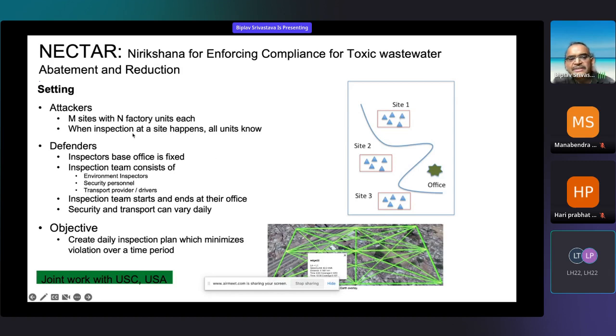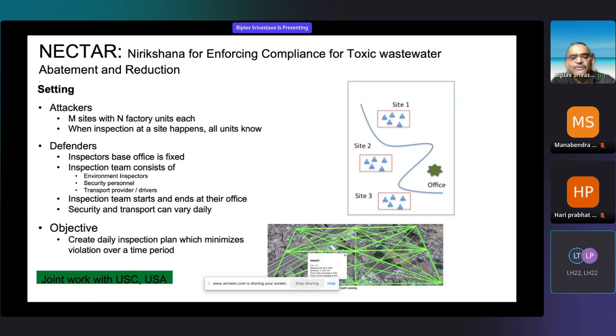So the attackers here are the inspectors. Okay. And the attackers are the M sites and the factories which you want to visit. The defenders are the inspectors, and they consist of inspectors and security team and transportation people. And the idea is, how do you form teams and how do you come up with a regime for inspection, so that you improve your probability of finding violations.